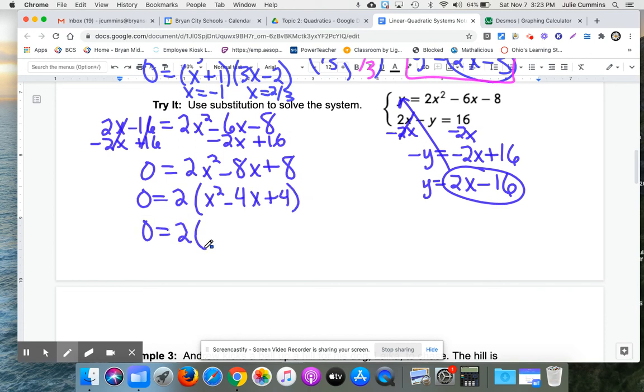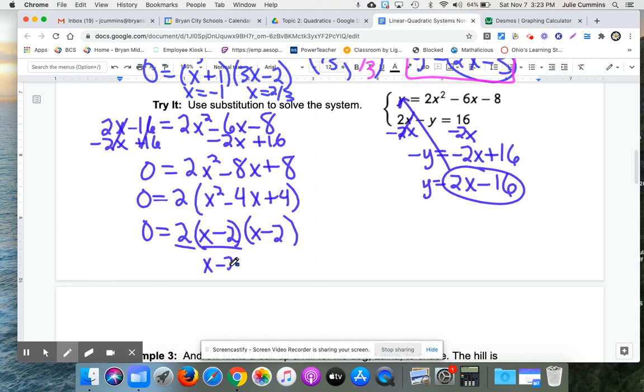I like it when we can factor things. Makes life easier. Looks like the signs are going to be the same, both negative. I need numbers that multiply to 4 and add up to -4, which is 2 and 2. I'm going to set all of these equal to 0. Now 2 can never equal 0. We don't have to worry about that.